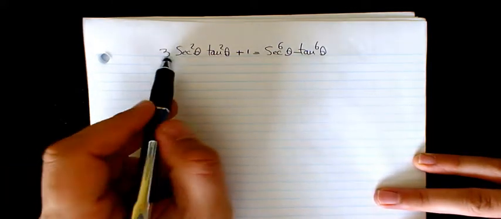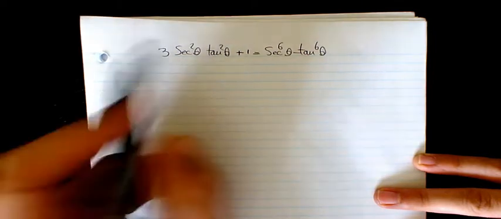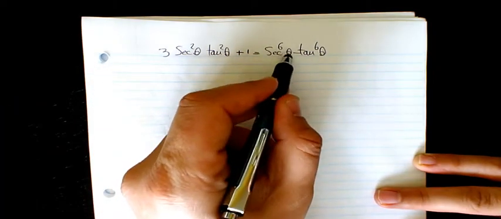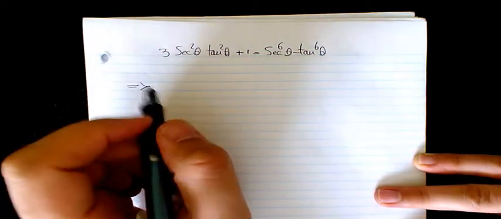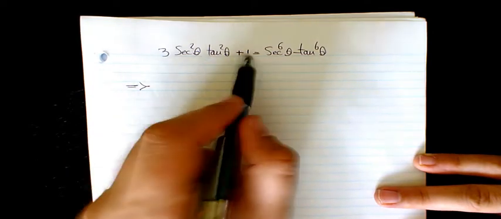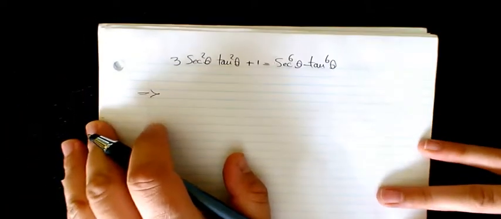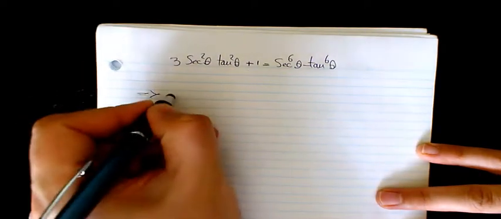In this example, I have 3 secant squared theta times tan squared theta plus 1 equals secant to the power of 6 theta minus tan to the power of 6 theta. So I don't know which one is better to start. Both of them look complicated, so let me start from the left hand side.